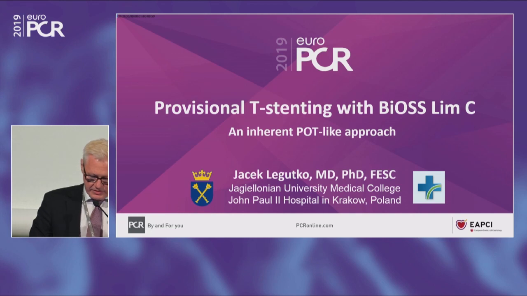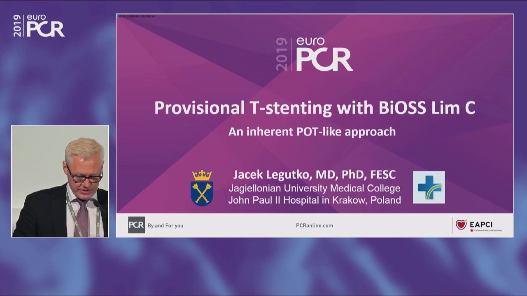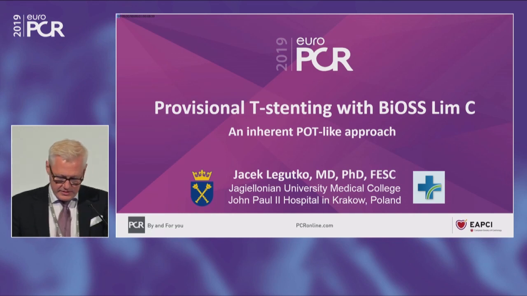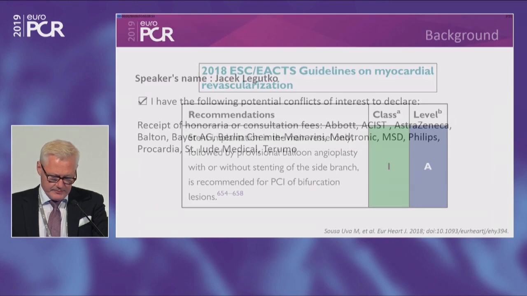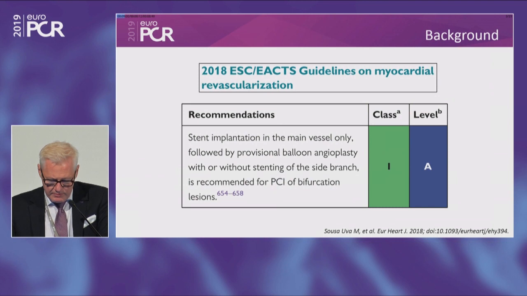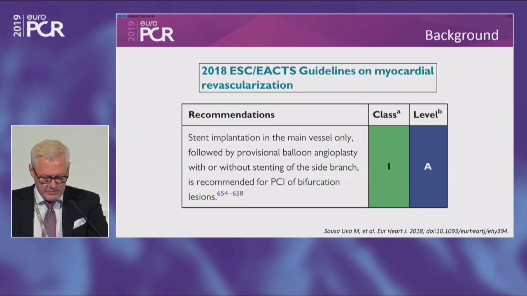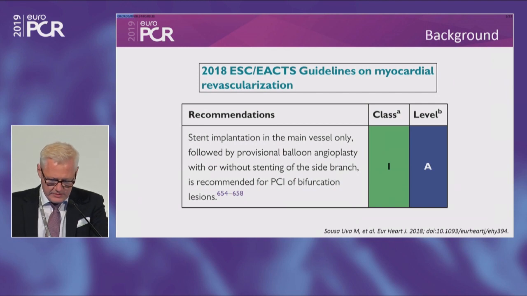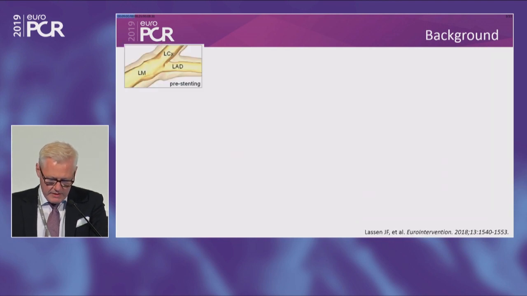Thank you, Thierry. It's my pleasure to be here and to present one of the cases which I included in the PolBOS study. Stent implantation in the main vessel only, followed by provisional balloon angioplasty without stenting of the side branch, is the recommended strategy for PCI of bifurcation lesions, including left main. And this is the recommendation from the European Society of Cardiology, but also from the European Bifurcation Club.